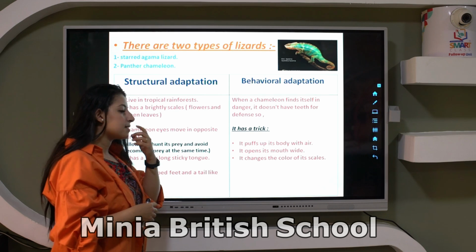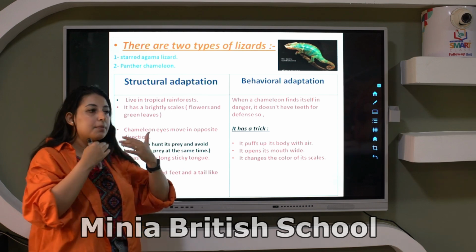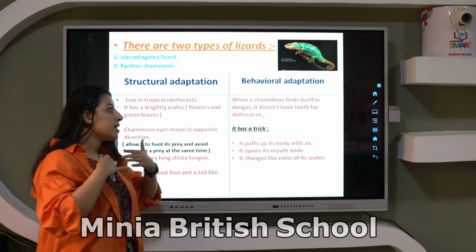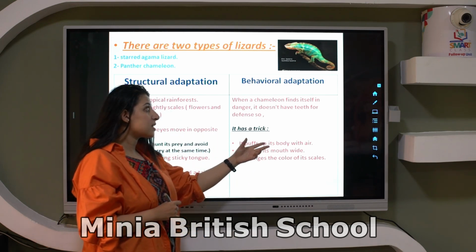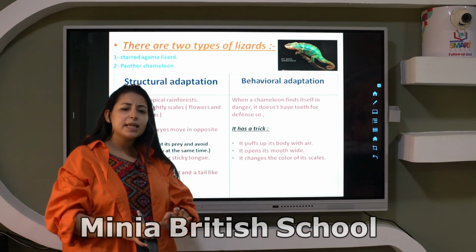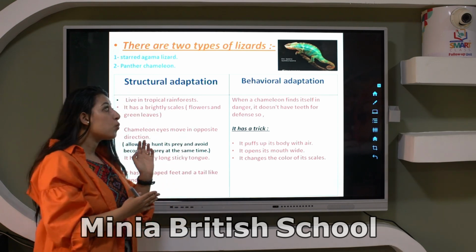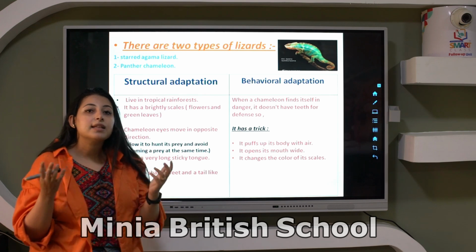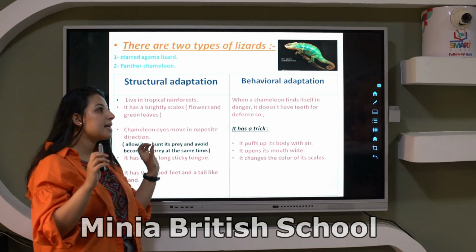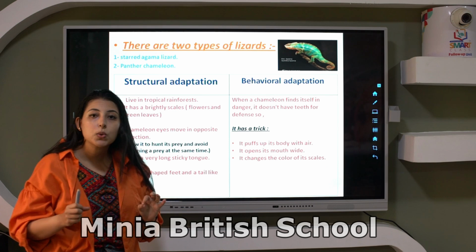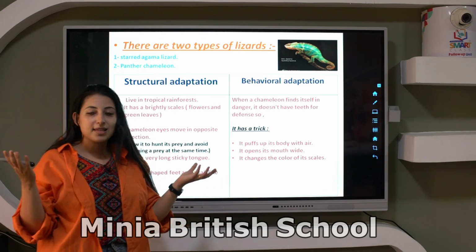adaptation. What about its mouth? It also opens its mouth wide, like this. So it's also related to behavioral adaptation. It changes its color. It can take exactly the same color as the place it stands on. So when the panther chameleon stands on leaves, which are green, the color of its scales immediately changes into green. Why? To make camouflage or to stay hidden on these leaves.